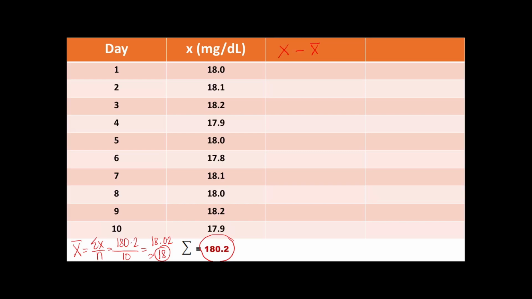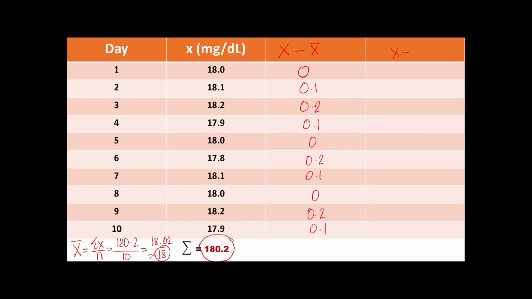For example, in day 1, we have a control value of 18. So we have to get the difference of it from your mean. 18 minus 18 gives us 0. Next one, 18.1 minus 18, that would give us 0.1. And then we have 0.2, 0.1, 0, 0.2, 0.1, also 0, and then 0.2 and 0.1.